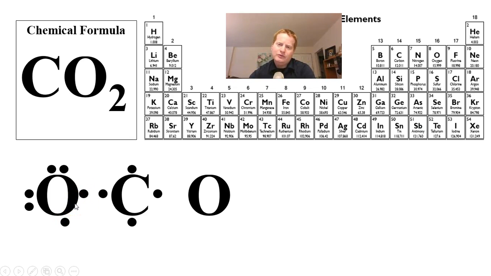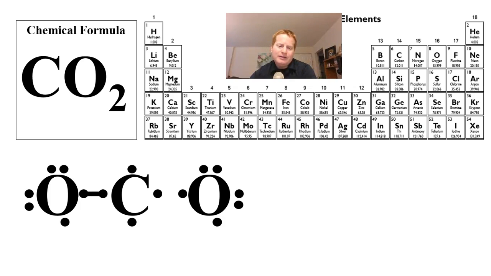So because it makes fewer bonds, we're going to place those on the outside. And then I'm going to go ahead and do the same thing with the other oxygen. 1, 2, 3, 4, 5, 6. So in general, whoever can make more bonds goes in the middle. Whoever can make fewer bonds goes on the outside. And as you probably guessed, we'll start bonding now.